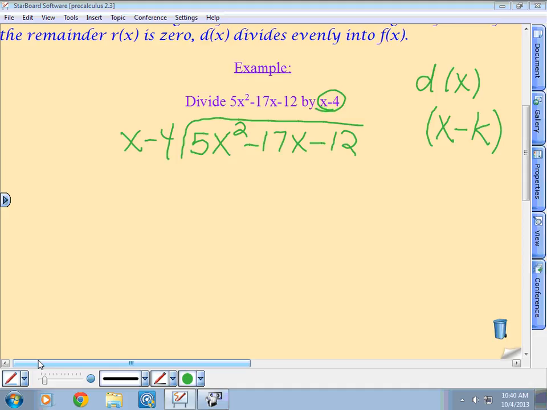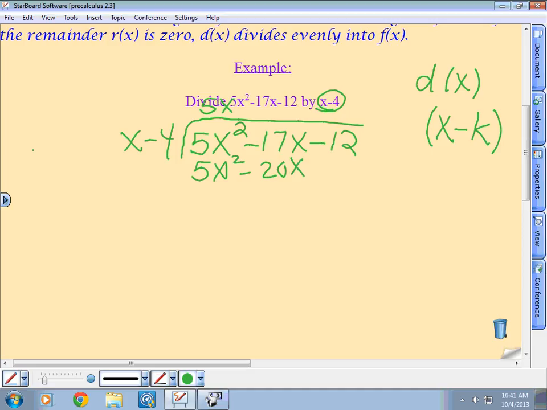Well, how many times does x go into 5x squared? If you divided 5x squared by x, what would you have left? 5x. If you take an x out of 5x squared, you just have 5x left. Now, what would you do when you did long division? What did you do once you put your number up there? You multiplied, right? All right. What's 5x times x minus 4? 5x squared minus 20x.